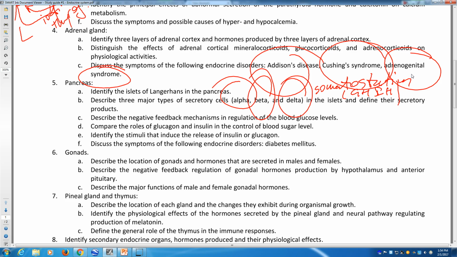How can we store glucose? Insulin stimulates fat synthesis. What's the fancy word for fat synthesis? Lipogenesis. What else? How else can we store glucose? In the form of glycogen, and we call it glycogenesis. Know those words: lipogenesis, glycogenesis, glycolysis. Okay?